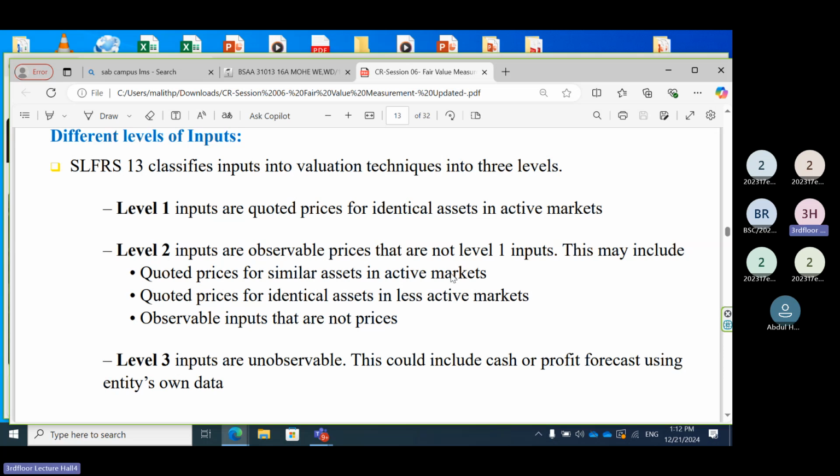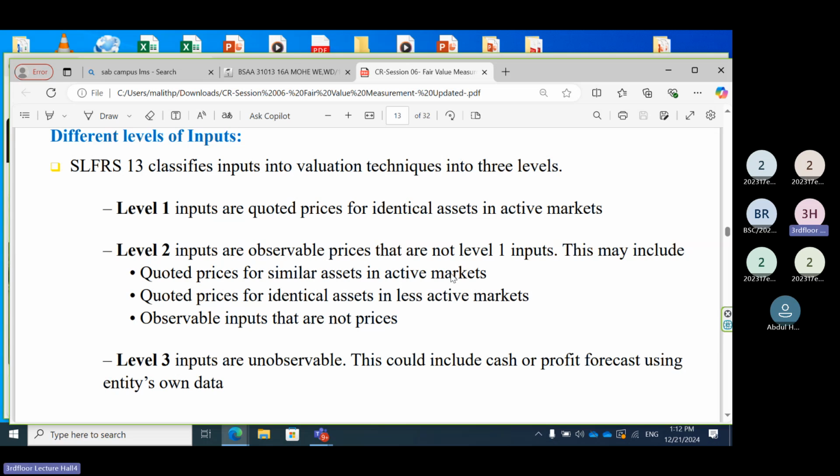So this could include cash or profit forecasts using the entity's own data. The entity's own data, not observable data. Right? That's why it's level 3. But here, quoted price, similar asset in the active market. Similar asset price we can see in the active market, but it's not identical, it's a similar asset. Quoted price for identical asset, less active market. Observable inputs that are not prices.